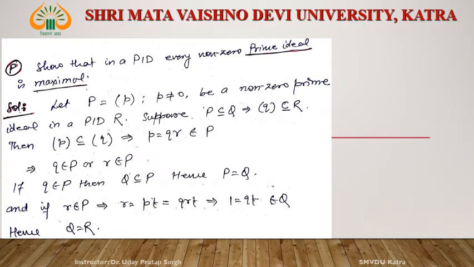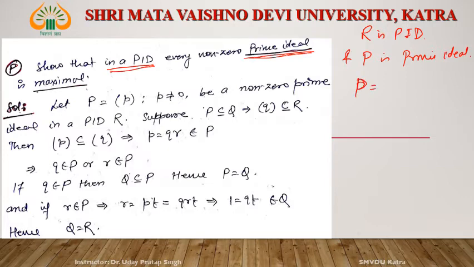We have to show that in a PID every non-zero prime ideal is a maximal ideal. Okay, let us see. Suppose R is a PID, a principal ideal domain, and P is a prime ideal such that this P is generated by small p, and this small p is non-zero. Then we have to show that this P is a maximal ideal also. Let us assume this P is not maximal.